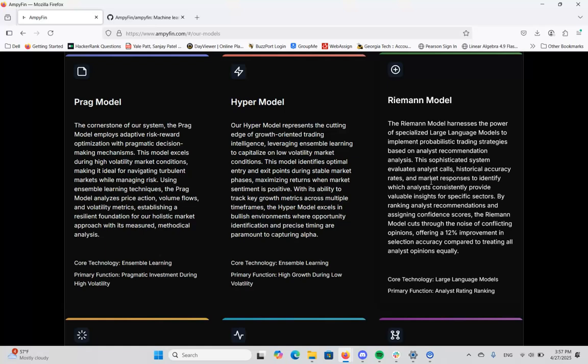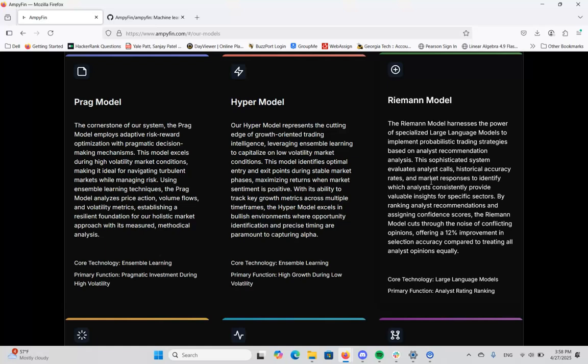Let's say an analyst predicts Apple to go up, but it goes down. Then we cut that analyst's rating. We basically deduct their credibility points. And yeah, that translates to the overall decision of the Riemann model. So we aggregate the decision.